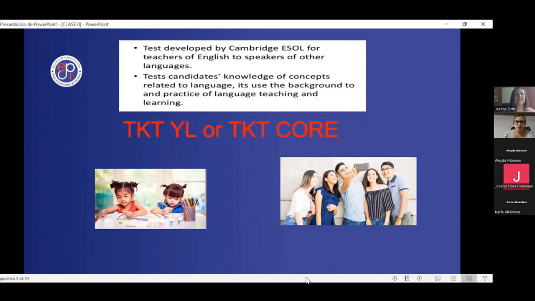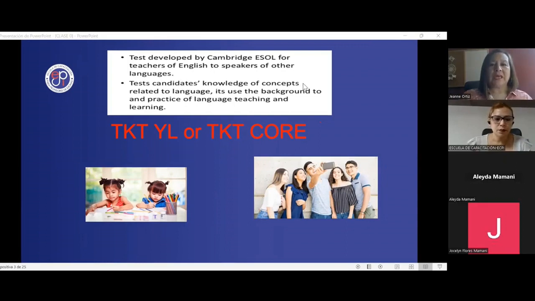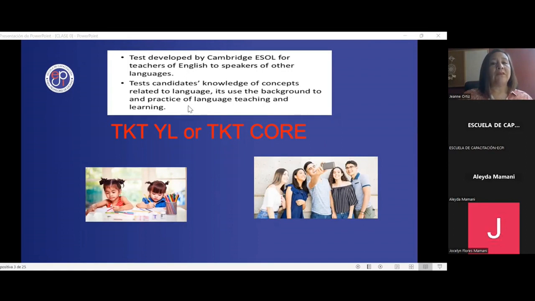So it says tests developed by Cambridge ESOL for teachers of English to speakers of other languages. That's why we need to prove that we manage a certain level of methodology in teaching English. Then, what is it for? Test candidates' knowledge of concepts related to language, its use, the background, and practice of language teaching and learning. As Milagro mentioned, we are going to focus today on TKT Young Learners and TKT CORE.